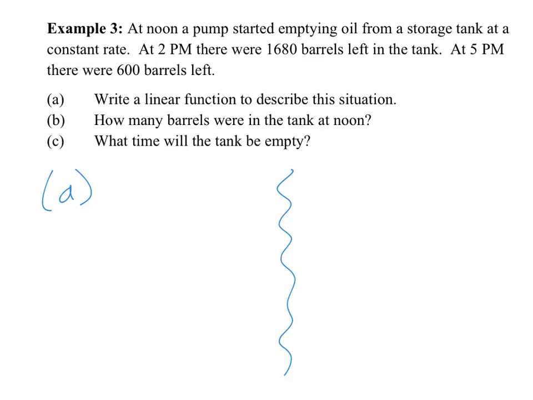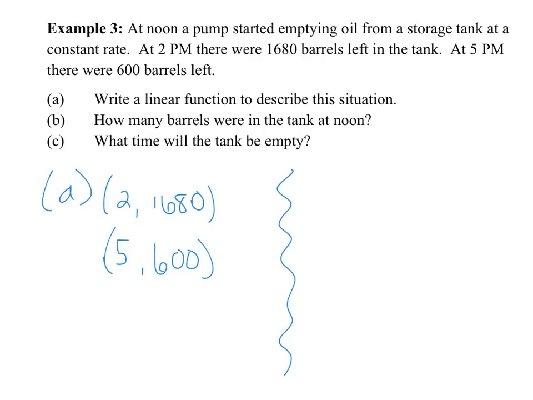First I found the slope. Yeah, how'd you do that? What were the coordinates you used? I had 2 and 1,680 and 5 and 600. Agreed. Now, finding the slope between them, clearly what kind of a slope will it be? What kind of a slope must it be? It's emptying oil from the storage tank. What kind of slope? Negative, right?